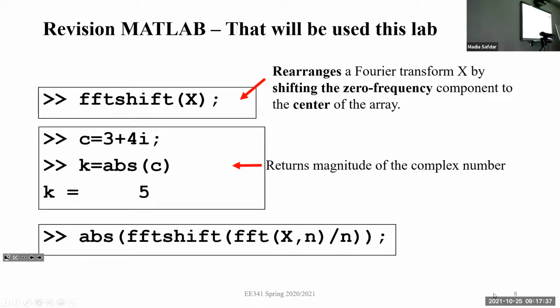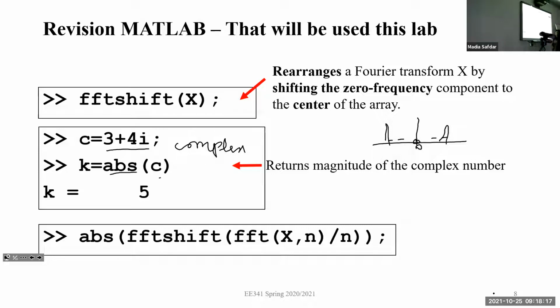So now FFT shift, in the previous lab also I told you what FFT shift will do. It will make a scale across 0, and then equally it will distribute the frequency arrays. It's written out also here. It rearranges the Fourier transform by shifting the 0 frequency component to the center of the array. It will shift the 0 frequency component across the 0 axis. Okay, equally distributed. So this is 3 plus 4i. This is a complex number.